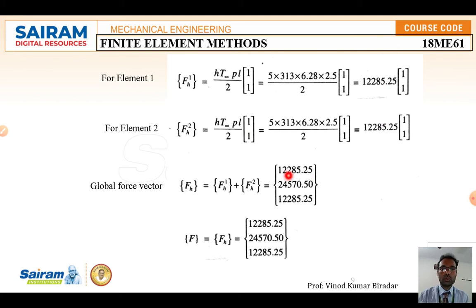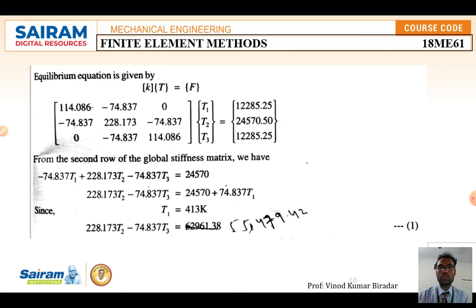If you add these two, you are going to get the global force vector F of H is equal to Fh1 plus Fh2. So you are going to get a 3 by 1 matrix. This is the global force vector. So after calculating this, again go for the equilibrium condition. How you solved in the previous case.